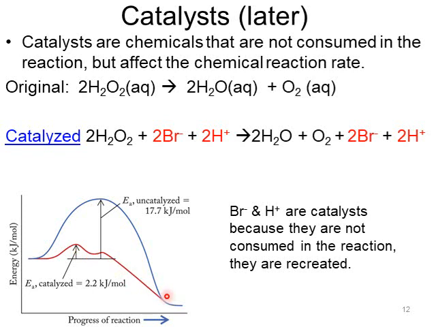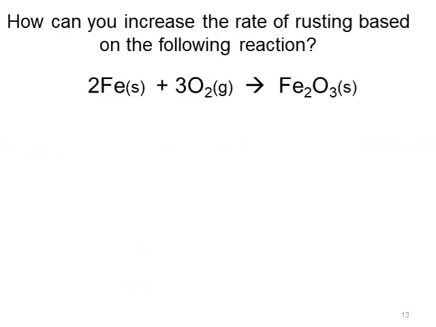This is known as the elephant toothpaste reaction, where they basically add in soap to this reaction, and you can actually see all the oxygen bubble out of that soap very, very quickly. You can Google it. There's a million hits for elephant toothpaste reaction online. So real quickly, think of some ways that you can speed up this rusting of iron based on the following reaction and what we've already learned.